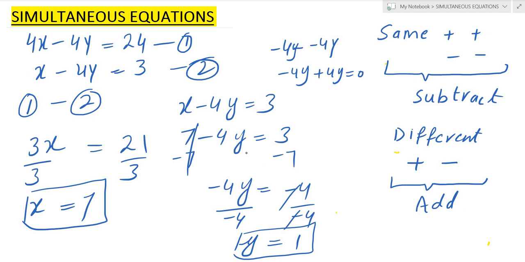Okay guys, hope you understand this method. I'm going to repeat this again. If the signs are the same, you need to subtract, and if the signs are different, you need to add. Simple. Then after that you can find the values of x and y.